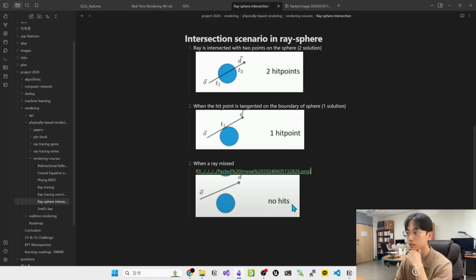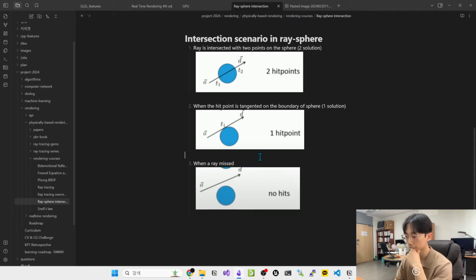So the solution for this whole problem should be some kind of mathematical something that can give me two solutions, one solution, or maybe no solutions. If I do the intersection routine and I get whatever else, then this should be incorrect. So this is what I expect to see. There's possibility of 2, 1, or 0 solutions.